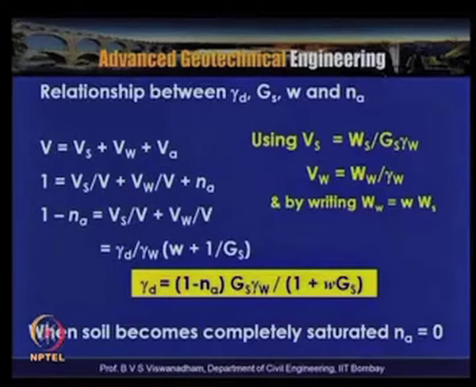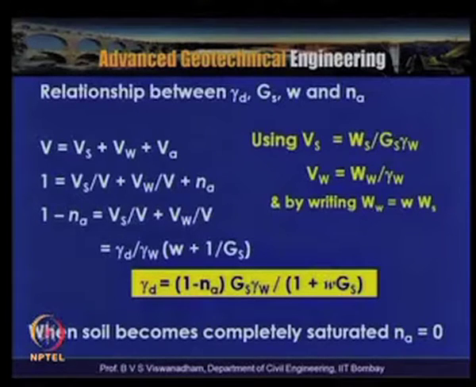Now, let us try to derive some interrelationship between gamma d, the dry unit weight of the soil, specific gravity of the solid Gs, water content and na. So, we know how to derive that. Let us say that we have total volume V is equal to Vs plus Vw plus Va. What we are doing is dividing both left hand side and right hand side by volume, we can get 1 is equal to Vs by V plus Vw by V plus na, which is nothing but Va by V, we have written as na.